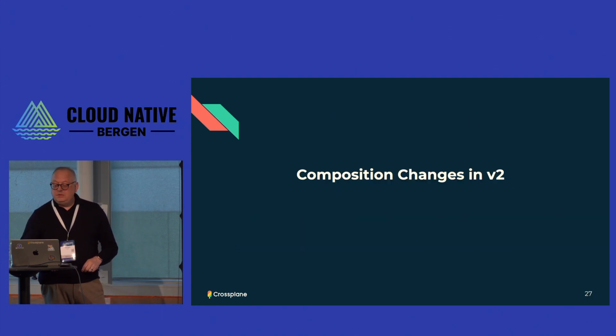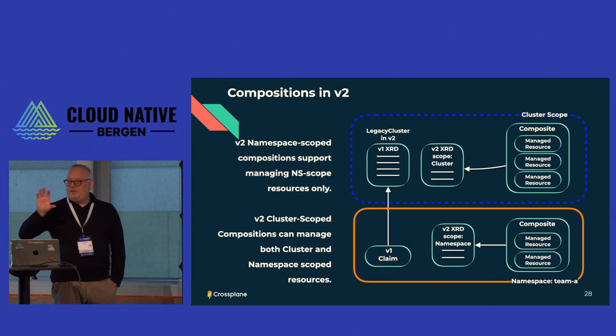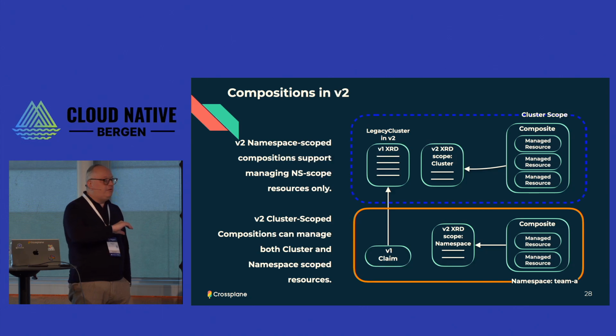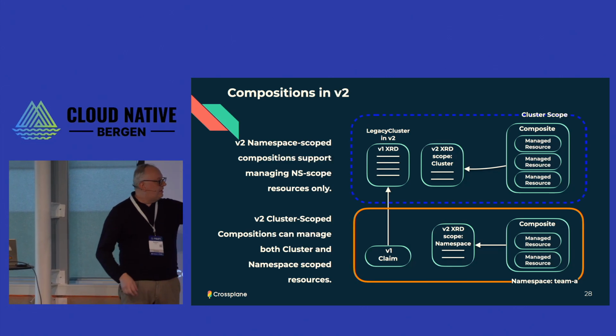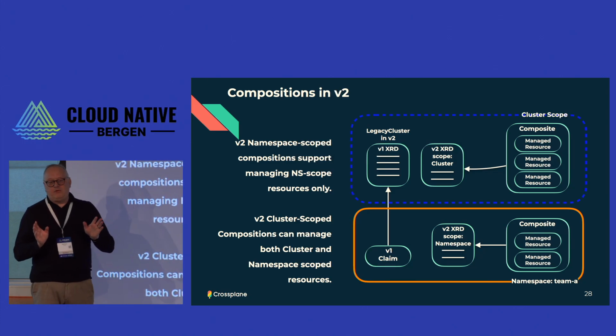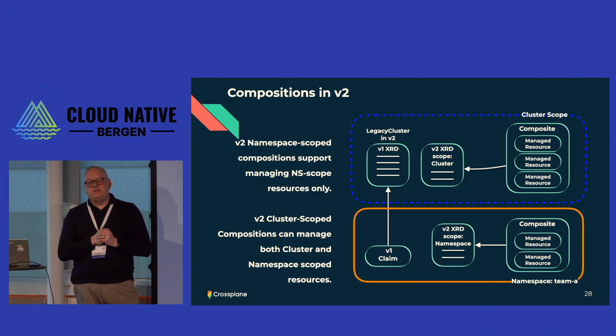All right. Just a couple changes in compositions in V2. We talked about it in the beginning, again, the same thing. V1 is not changing. V2 adds a namespace and a cluster scope type for compositions. The main difference is that if you have a namespaced platform abstraction, let's say my team network, it could only provision things in that network. If you make it cluster scoped, it could provision things anywhere on the cluster. So it's really about what kind of isolation you want to have for your platform abstractions.